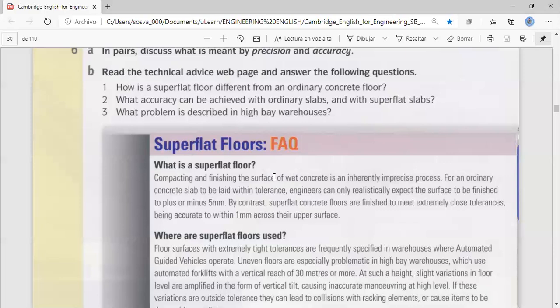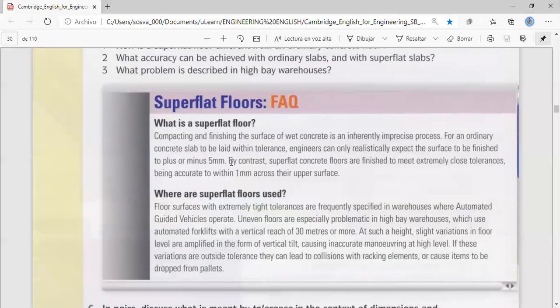It is about the lesson, in this case, superflat floors. Have you ever heard of superflat floors? Maybe you have seen one of them. I can imagine superflat floors, but I haven't heard that before. We're going to read an example so that you understand them.